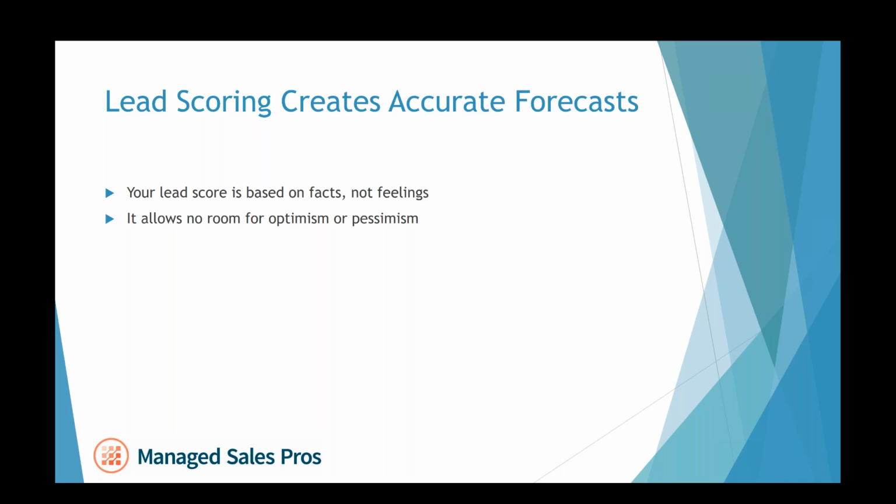So instead of having to item by item review notes and activities and things that sales reps may or may not be doing effectively, you can immediately hone in on where everything is just based on one number, a lead score.